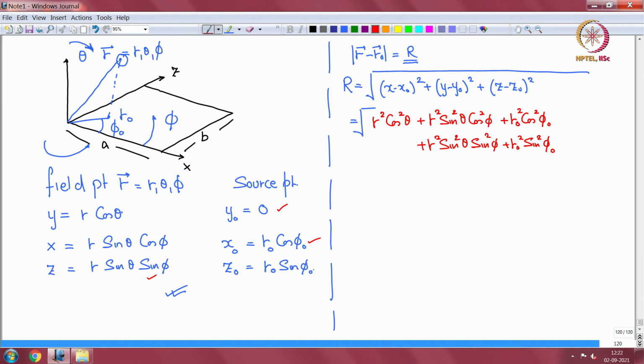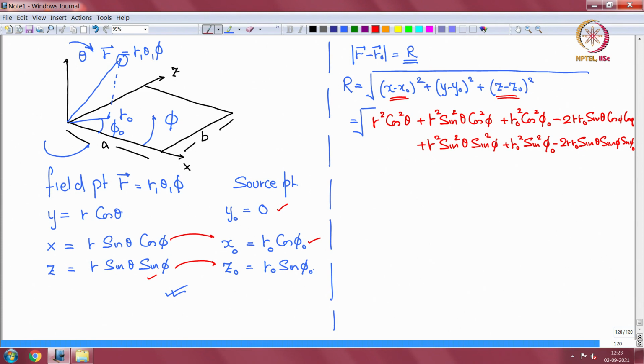Okay, and we have the coupling terms, the cross terms here, and there is a minus, x minus x0, z minus z0 is a minus, so we will get minus twice r0 sin theta cos phi 0, minus twice r0 sin theta sin phi 0, all under the square root.